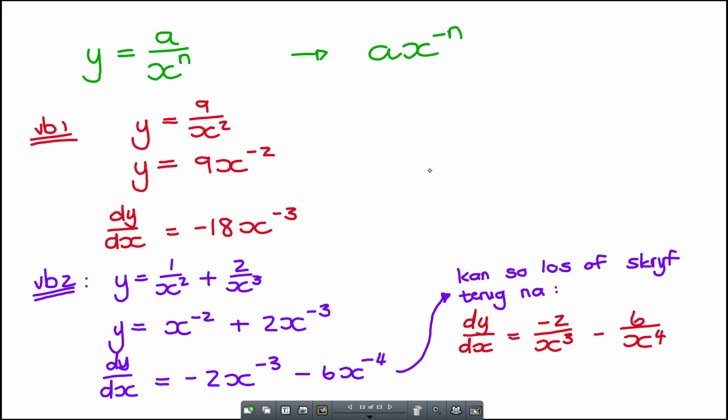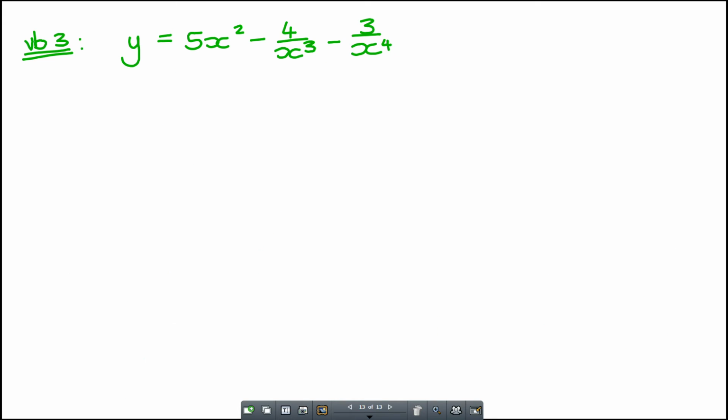Iemand wat nog hier skryf? Okay, there's your next example, and you don't have to write it back, you can leave it with negative exponents, né? Want kyk, hoe hulle vir jou kan vra, is los jou antwoord met positiewe eksponente. So when they say that, it means I've got to put it in the fraction form.